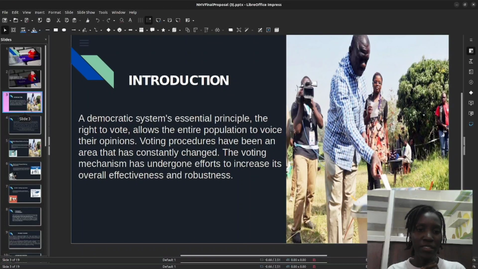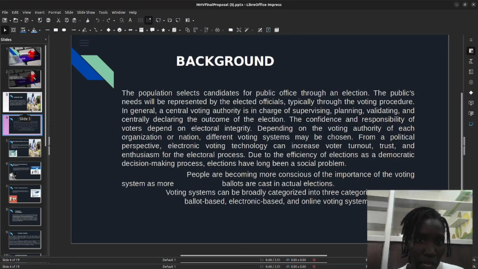This is Mirembe Jemima presenting the introduction. A democratic system's essential principle, the right to vote, allows the entire population to voice their opinions. Voting procedures have been an area that has constantly changed. The voting mechanism has undergone efforts to increase its overall effectiveness and robustness. So this is the background.